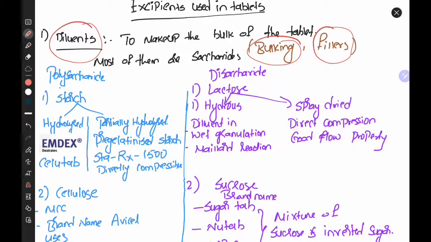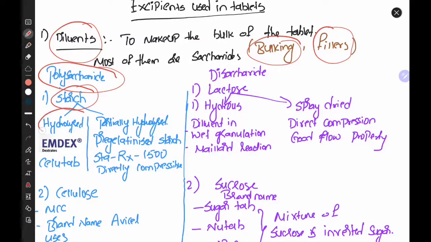What they do is make up the bulk of the tablet. If the dose of the tablet is small, they increase the bulk of the tablet. Most of them are saccharides because we want them to be a simple entity. If it is an edible thing like saccharides, it is good for us as a bulking agent. So, among polysaccharides, the first one is starch.